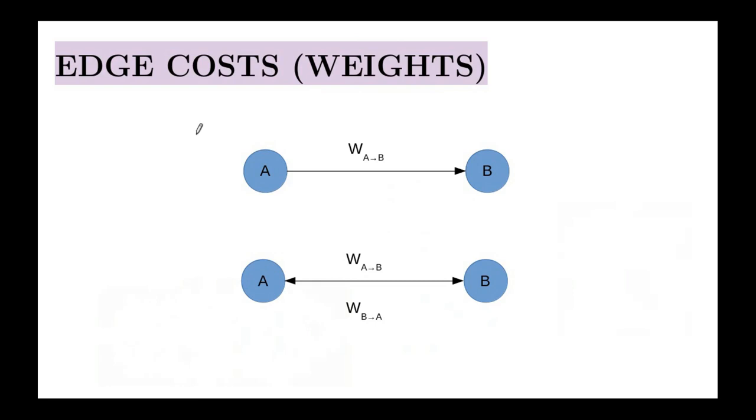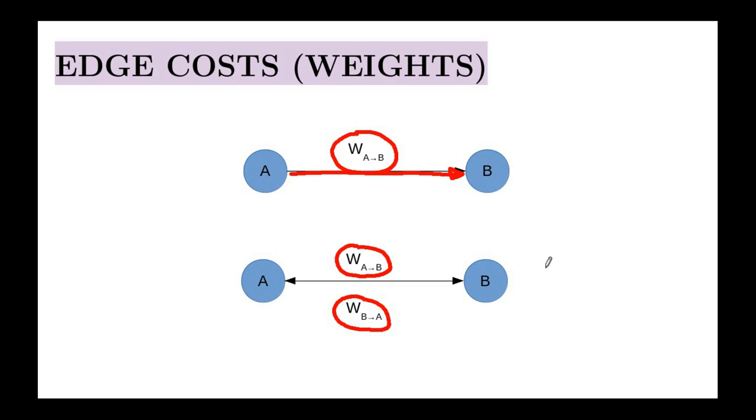So first of all, we will have a look at these edge costs. So these weights, as you can see here on the top of the figure, here you have the weight of going from A to B. And as you can see here, this is a directed graph because you can go from A to B, but you cannot go back. But at the bottom, you can see that we have a cost associated to going from A to B, but then you can go back with not necessarily the same cost. You can have a different cost.